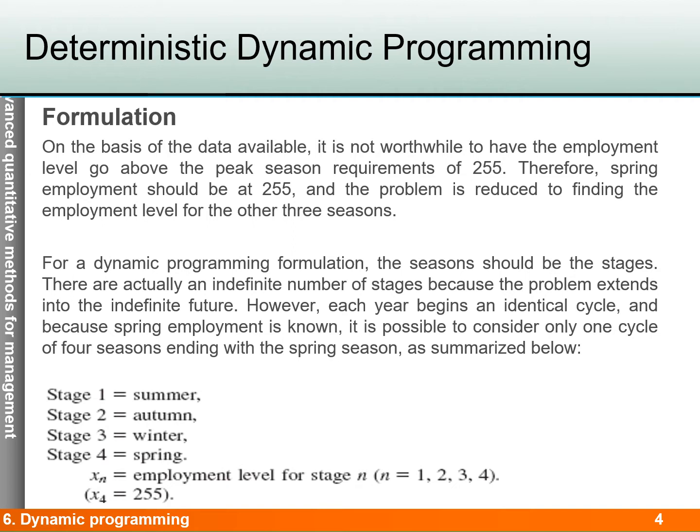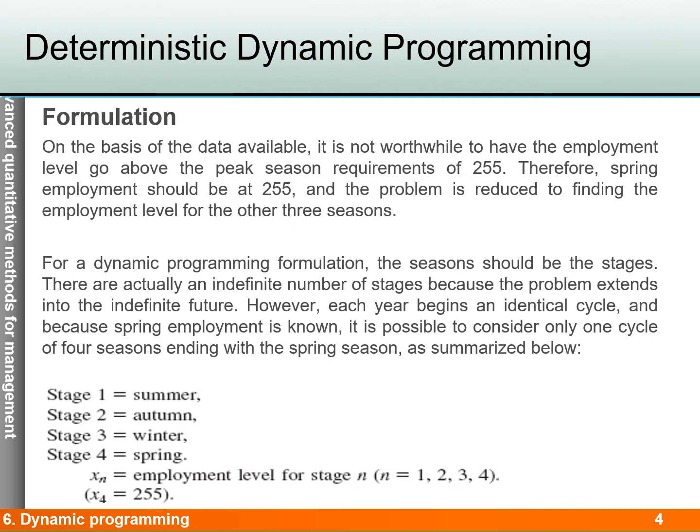And the problem is reduced to finding the employment level for the other 3 seasons. Because for spring, we need at least 255 and we don't want to have more than 255. So this is the number of employment for the spring. For the rest of them, we need to find, as you see here, now instead of having 4 x's, x1, x2, x3, and x4, we have 3 x's to make a decision. Okay, so these decisions are for summer, autumn, and winter.